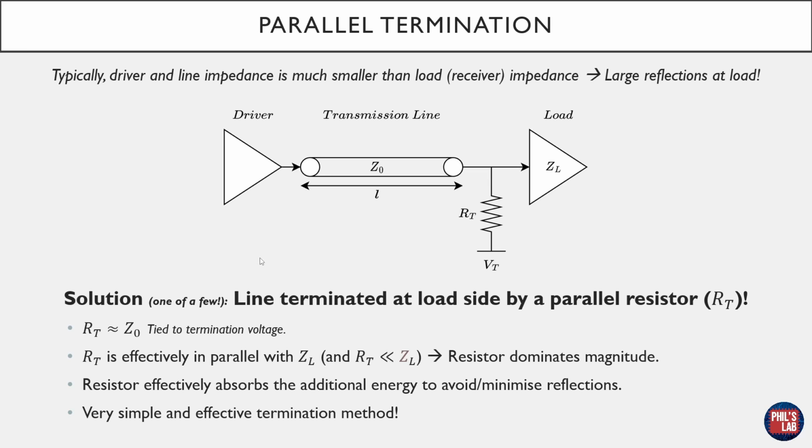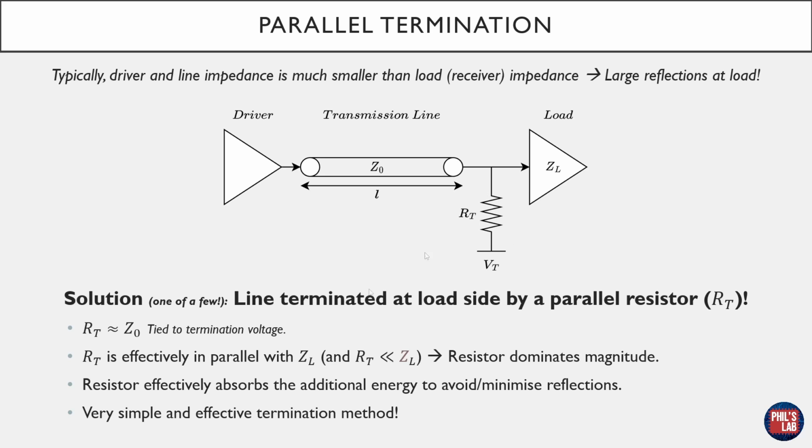One solution, again this is one of a few, is then effectively at this transmission line load boundary to have the line terminated at the load side by a parallel resistor of value RT. So this is our termination resistor. So we place this after the transmission line in parallel with the load, and we tie it to some sort of termination voltage, VT. Because RT is chosen very similarly in magnitude to the transmission line impedance, so far, far lower typically than, for example, the load impedance.